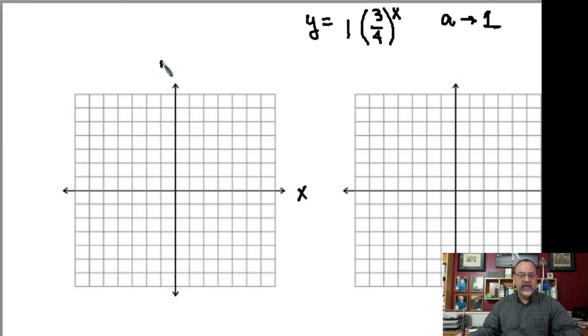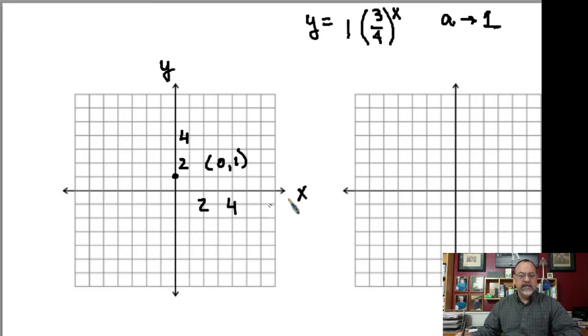So we have to label our axes. We need to put a scale on each one of these, so I'll use this scale here. Now the point (0, a) is on the graph, a is 1, so I have the point (0, 1) on the graph, so you'll need to label that.